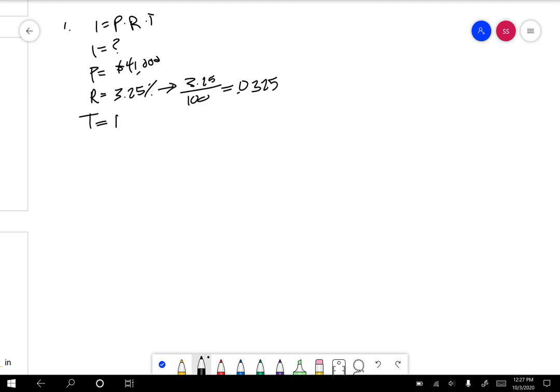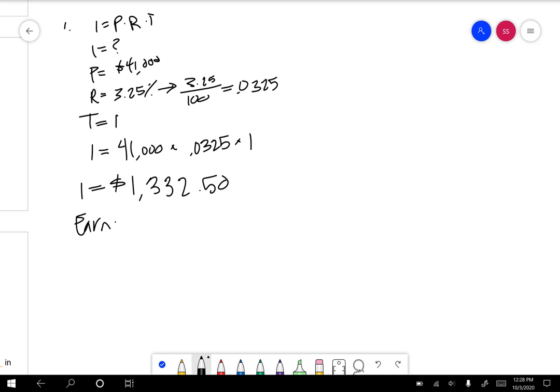Okay. Now we're going to substitute those numbers into the formula and solve for what we don't know. So we don't know I, we'll leave that as I. The rest we do know. Okay, so we have 41,000 times 0.0325 times 1. If we do that, drum roll, we get the interest amount of $1,332.50. What does that mean in context, though?